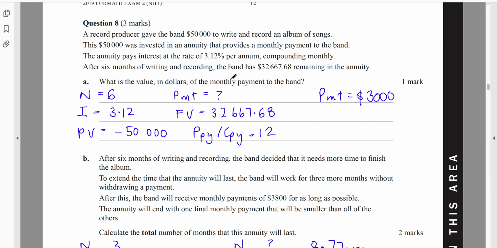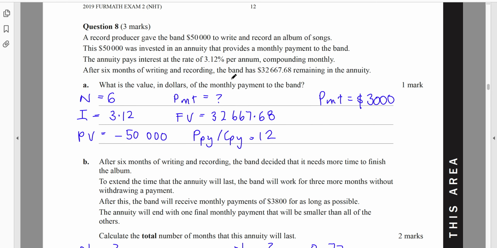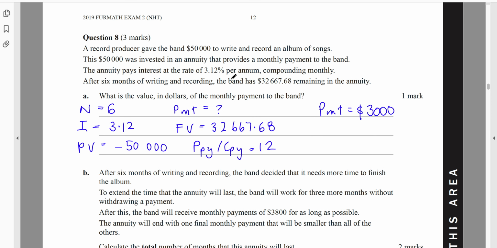Okay, so on to the last couple now. Obviously they're getting a little bit wordier, and a little bit more challenging. So we've got an annuity in this case. $50,000 is being given to the bank. That's providing them a payment, so they're actually withdrawing from this money, but the money is earning interest. It's earning 3.12% per annum. It is compounding monthly, so we keep that in mind too. That's important. And this piece of information: 6 months in, the band has this amount remaining.